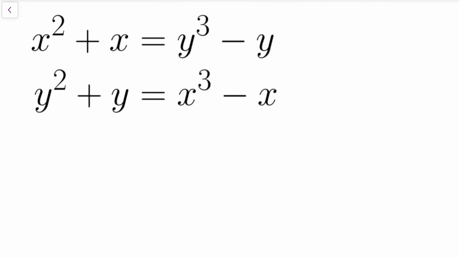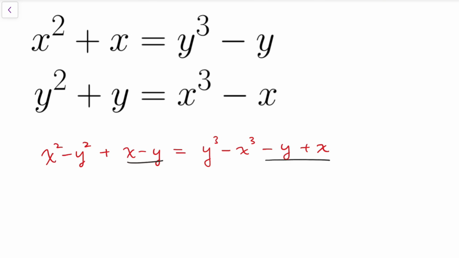I'm going to solve this system with two approaches. My first approach is more direct, which is to just subtract the two equations. So we will have x squared minus y squared plus x minus y equals y cubed minus x cubed minus y plus x. Now notice that the x minus y and the minus y plus x are actually the same, so they cancel out. And so all we have left is x squared minus y squared equals y cubed minus x cubed.